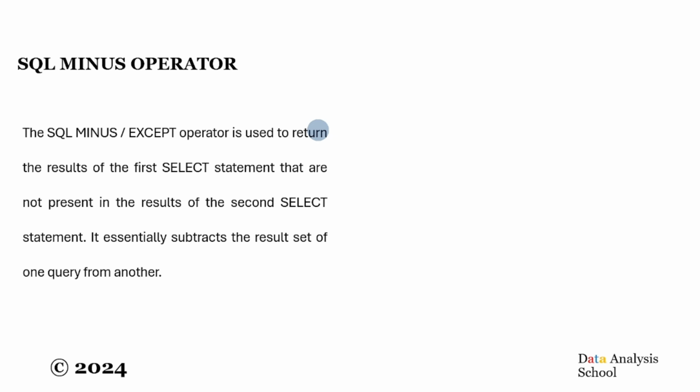We often use the MINUS or the EXCEPT operator in ETL, which stands for extract, transform, and load. ETL is a software component in a data warehouse system. The ETL is responsible for loading data from the source systems into the data warehouse system. After completing the loading of data, we can use the MINUS or the EXCEPT operator to make sure that the data has been loaded fully by subtracting data in the target system from the data in the source system.